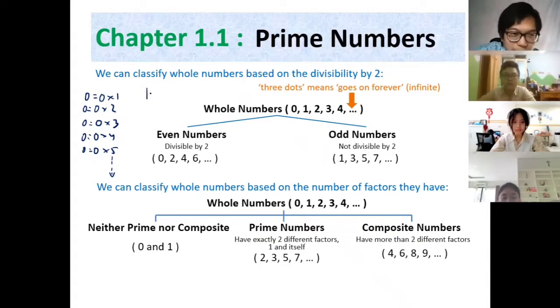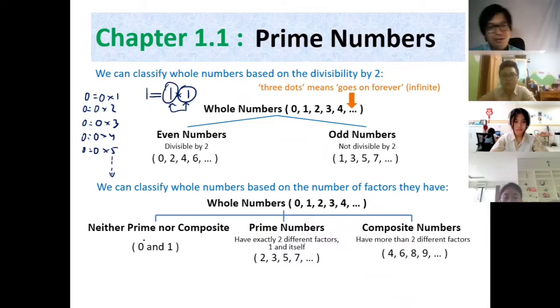How about 1? Does it have exactly 2 different factors? No, only one factor, 1 times 1, right? One type of factor. So this is neither prime nor composite also. So only 2 numbers, 0 and 1, are neither prime nor composite.